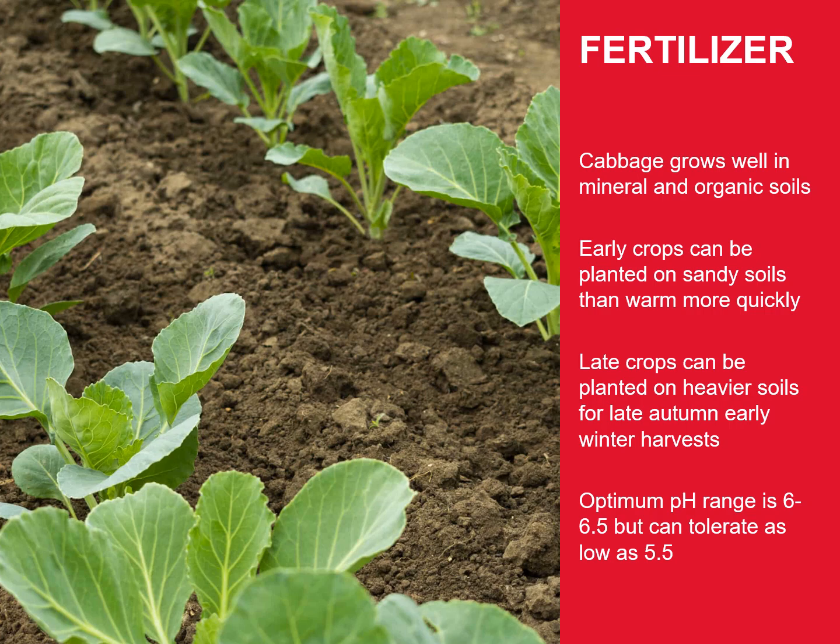In terms of fertilizer requirements, cabbages grow well in most mineral and organic soils. Early crops can be planted on sandy soils because those warm up more quickly, and so they give the plant a bit of a boost in its early growth stage. Late crops can be planted on heavier soils, and those will be harvested in late autumn and early winter. The optimum pH range is around 6 to 6.5, but they can generally tolerate pHs as low as 5.5.